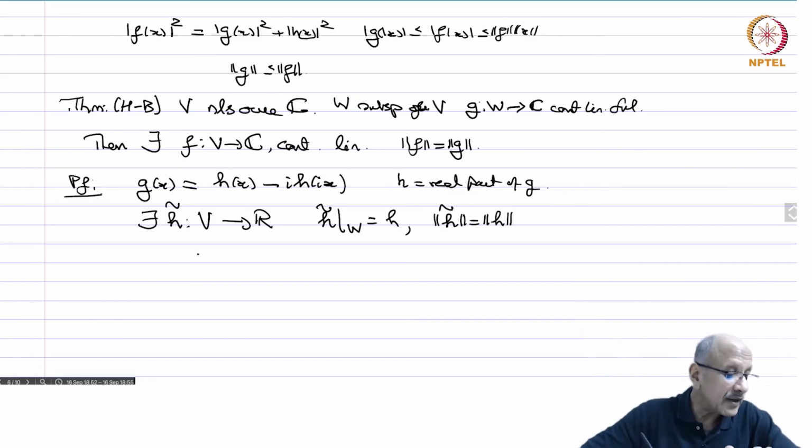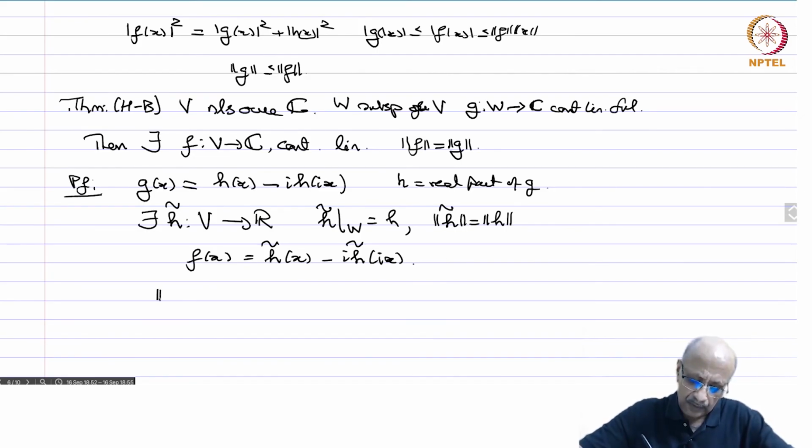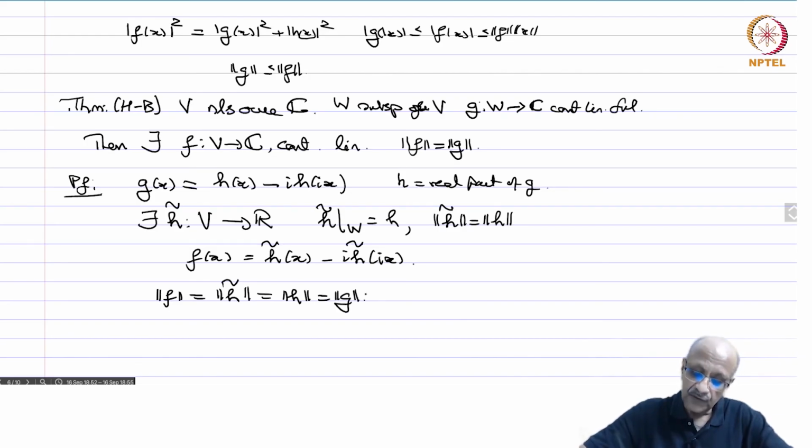Okay, and now I am going to define f of x as h tilde x minus i h tilde i x. Then if you can prove that this is linear, we are through, because the norm problem is not there, because norm f will be norm h tilde, which will be norm h, which we know is nothing but norm of g, and therefore the norm question is true. Now certainly vector addition goes through, f of x plus y is f x plus f y is clear. For any real scalar, f of alpha x is alpha f x is also clear, because h tilde are all real linear functionals. So we only have to deal with the complex case, and by linearity it is enough to check for i.